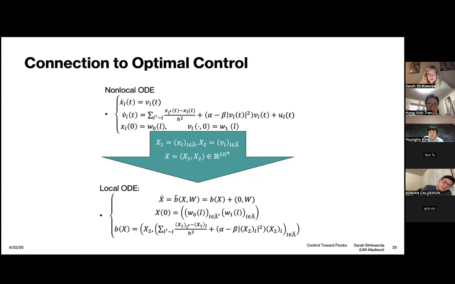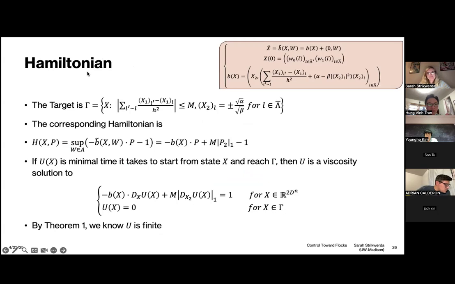And so here, this b of x is going to, the first components are just going to be x2 because that's representing the fact that x1 dot is just equal to this x2. But then after that, we have this expression. So this b of x now has all of these terms in it as well, representing this equation. And so in this way, we now have a local ODE. And once you have a local ODE, you can look at the Hamiltonian. So typically the way this optimal control theory goes is that the target is now going to be gamma.